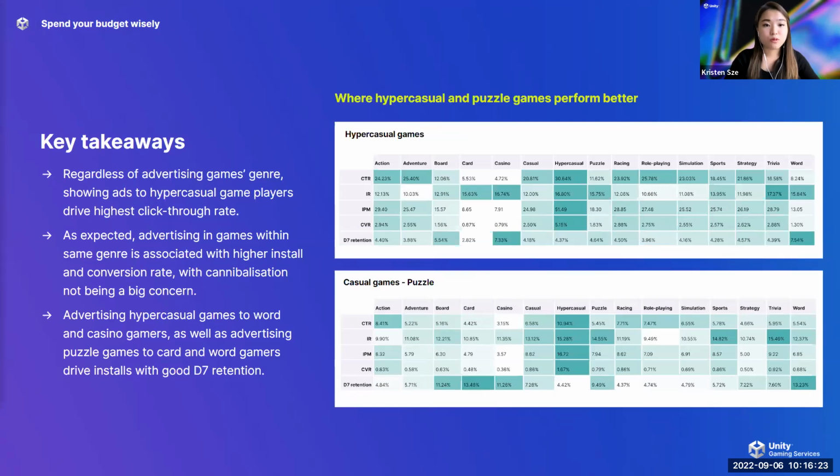In our insight report, we created these table views that look at the genre in which developers advertise their games in correlation to the user acquisition KPIs that we just outlined. We picked one example each from hyper-casual, casual, mid-core, and hardcore categories to illustrate the trends. Regardless of your game's genre, advertising your game to audiences who are playing hyper-casual games drives the highest click-through rate.